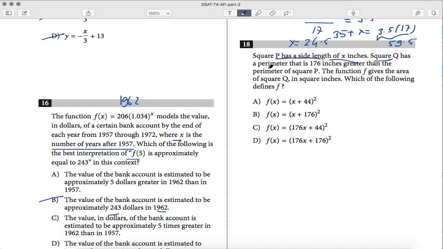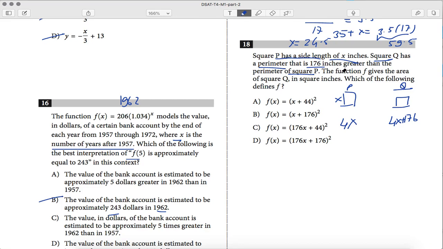Number 18. Square P has a side length of x inches. Square Q has a perimeter 176 inches greater than the perimeter of square P. So square P has side length x, and for square Q we don't know its side, but we know its perimeter. So the perimeter of square P is 4x. The perimeter of square Q in that case is 4x plus 176.